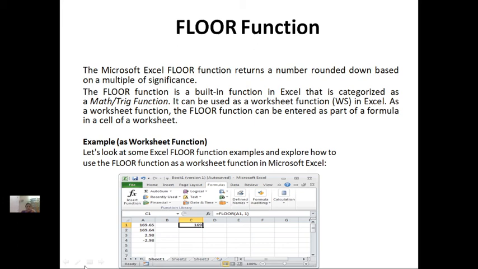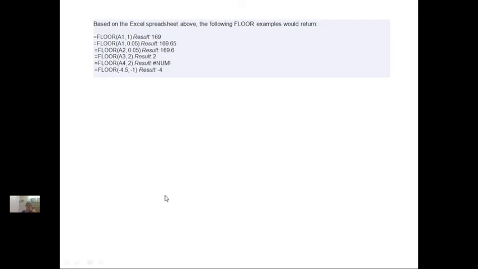See, he's taking values A1, A2, A3, A4. Now he has written in the formula bar equal to FLOOR, bracket open, A1 comma 1, meaning he is rounding it to 1, that is 169. He is removing the decimal values with the floor function. Now let us go to the next slide.